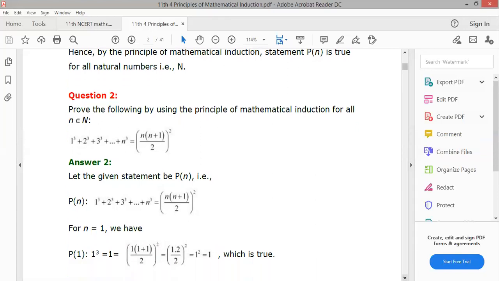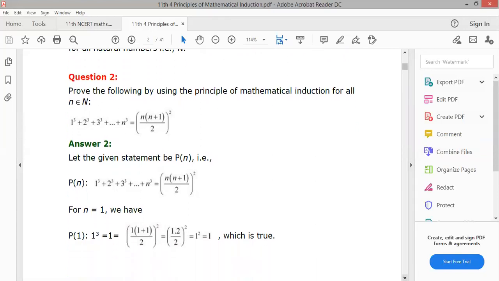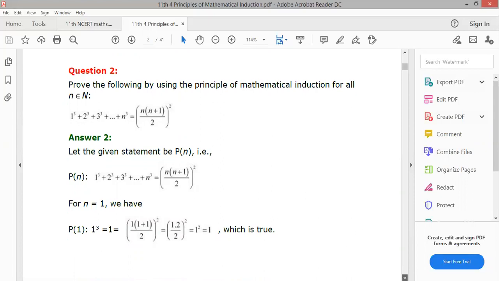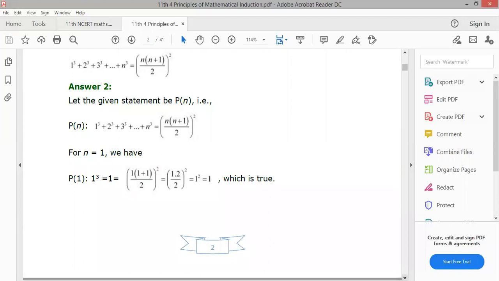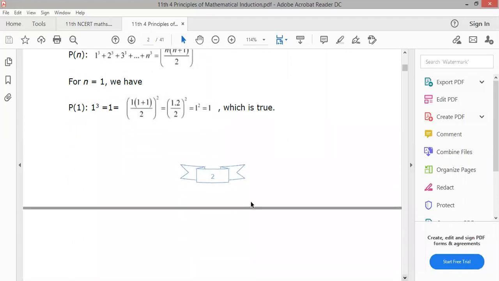For the proof of this question, we once again have to go to 2 steps. That's first of all, we go to the basic step for n equal to 1, and the next is the inductive step. So for n equal to 1, the result is trivially true. Here it is. The calculations are here.